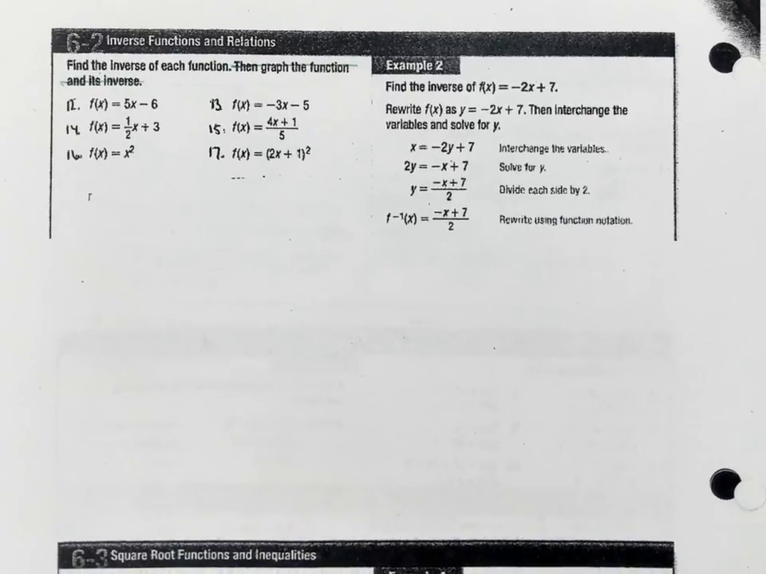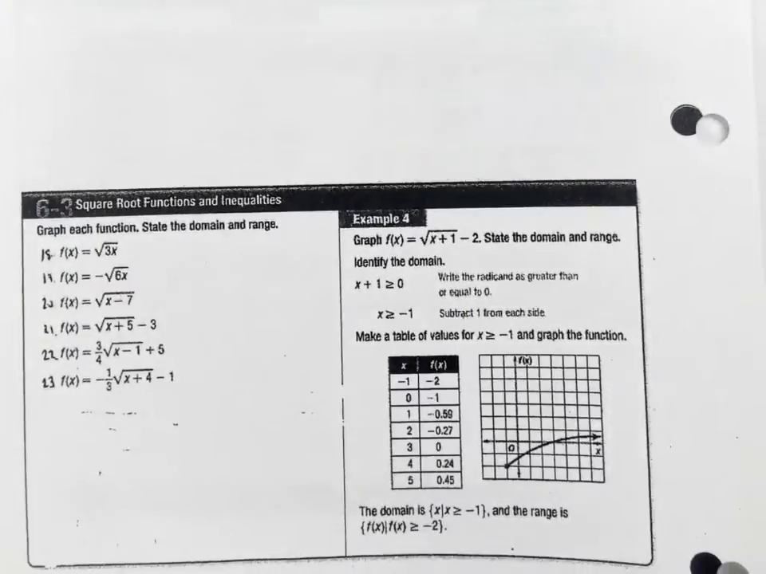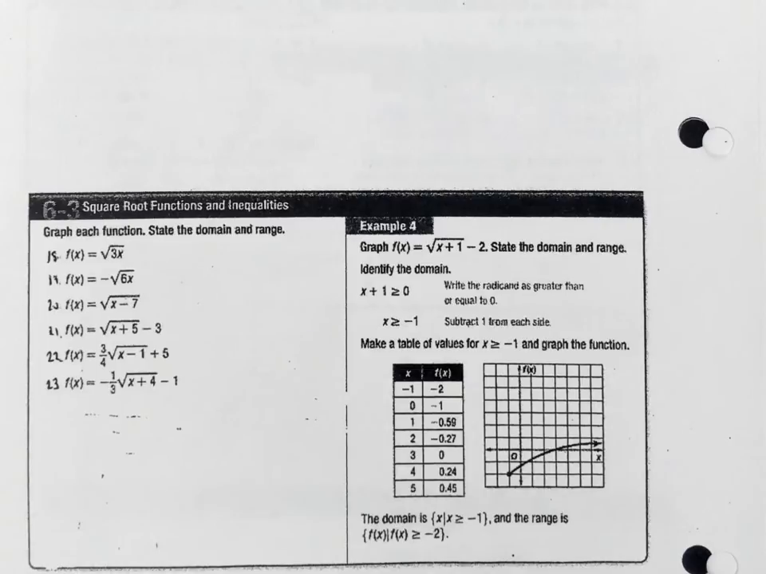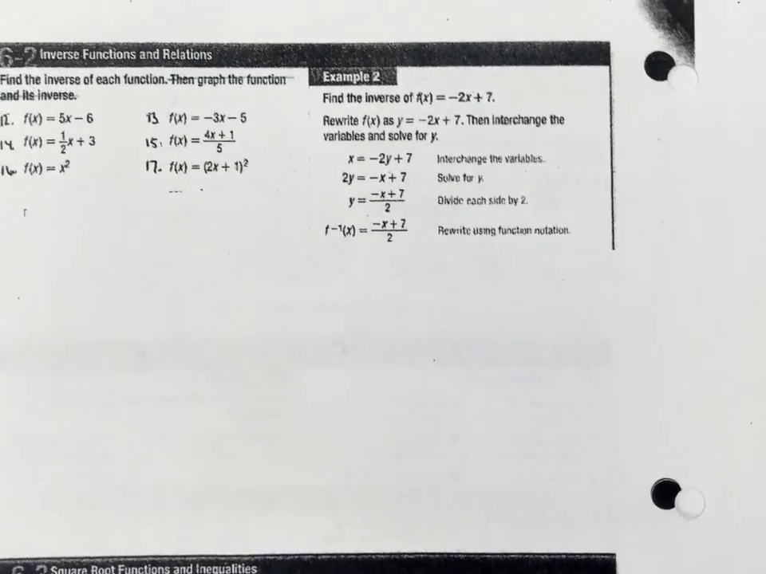You want us to graph on 6.3? Now, 6.3, yes ma'am, you do need a graph. It says graph each function, state the domain and range, okay? State the domain and range. And for each one they give you an example, okay? Is there anything on there we need to go over? Page 27?